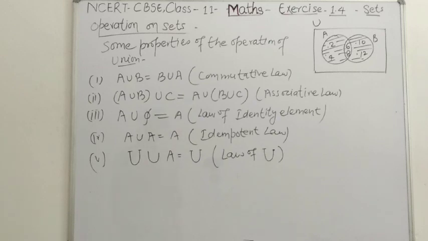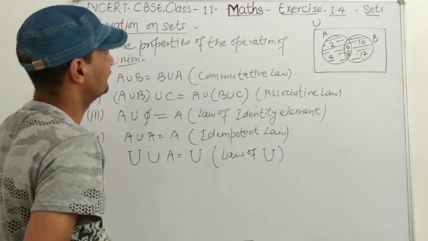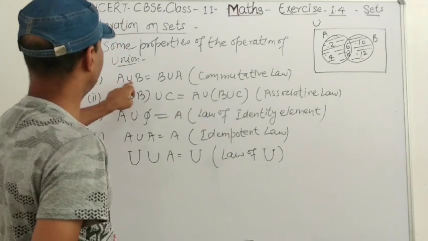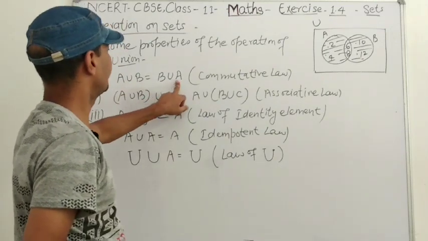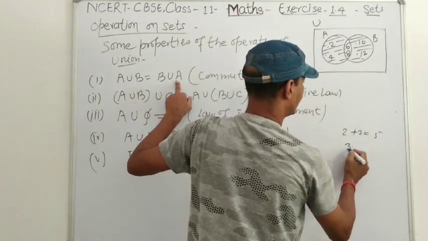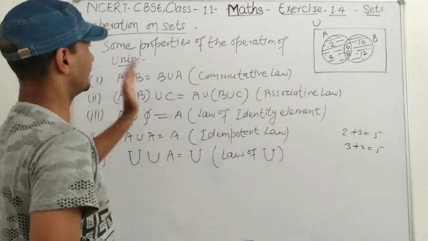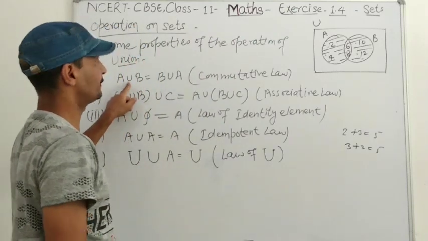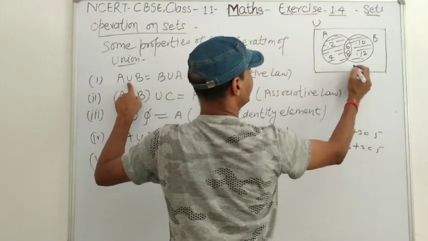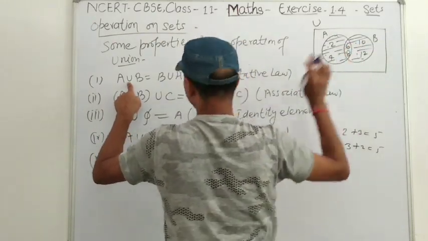So now students, see some properties of the operations of union. Some properties are given here. A union B is equal to B union A, like 2 plus 3 is equal to 5 and also 3 plus 2 is equal to 5. A union B is 2, 4, 6, 8, 10, 12. B union A is also 2, 4, 6, 8, 10, 12.